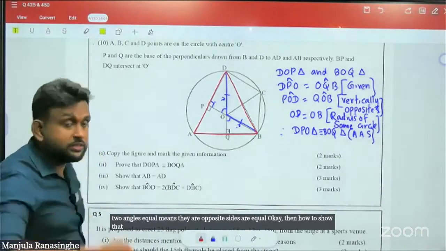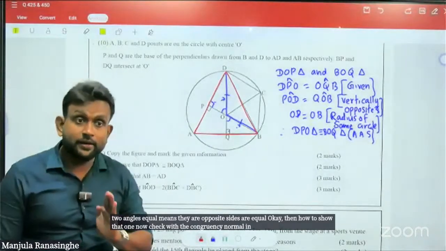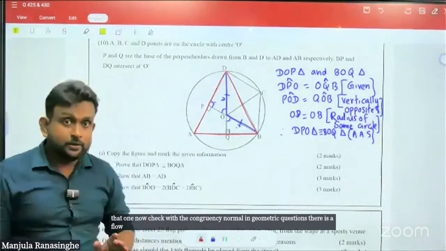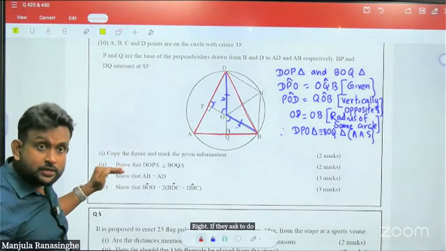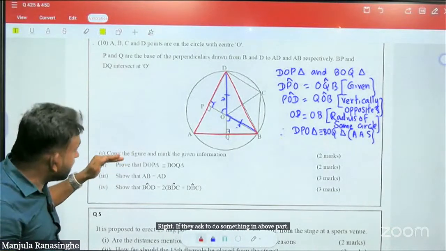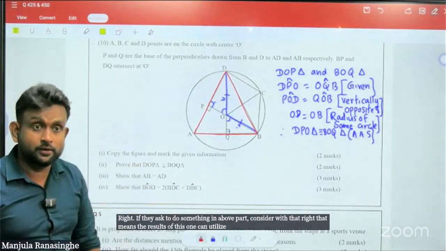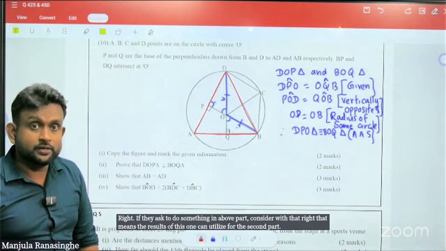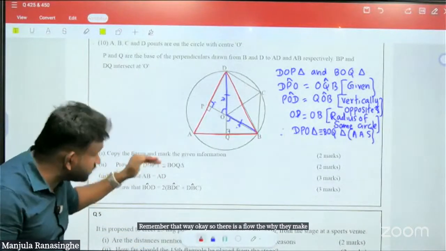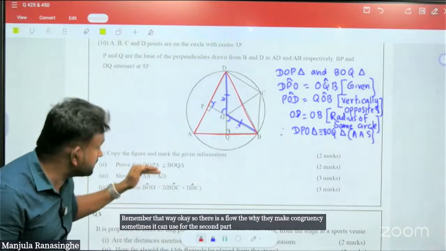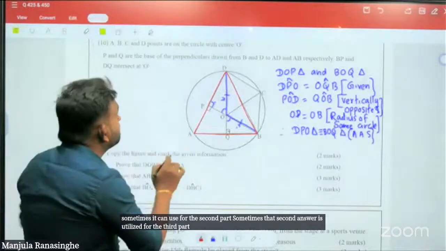Now check with the congruency. Normally in geometry questions, there is a flow. If they ask to do something in an earlier part, consider it, because the result of that can be used for the next part. Remember that, okay? So there is a flow. Why do they make us prove congruency? Sometimes it is used for the second part, and sometimes the second answer is utilized for the third part. So we proved that congruency.